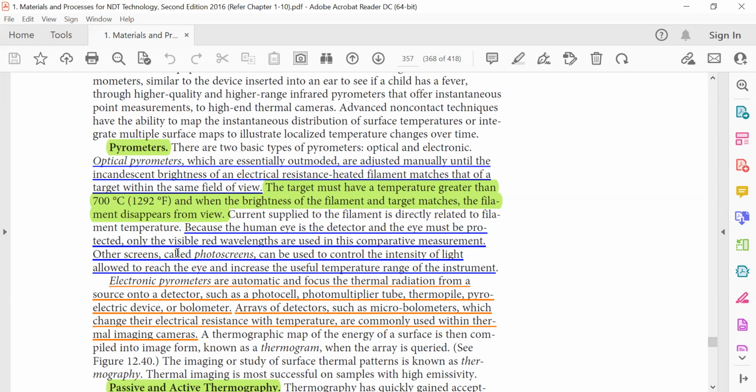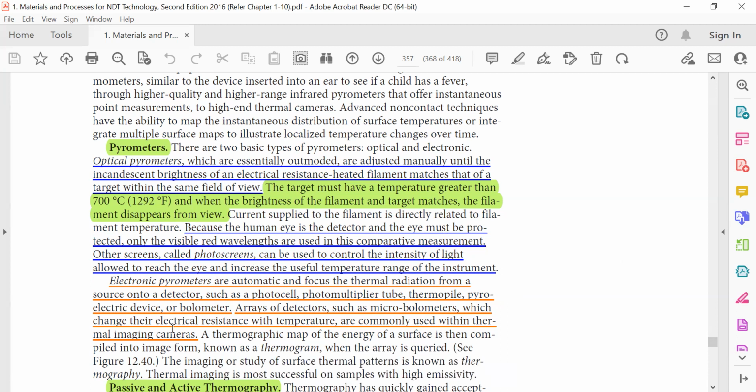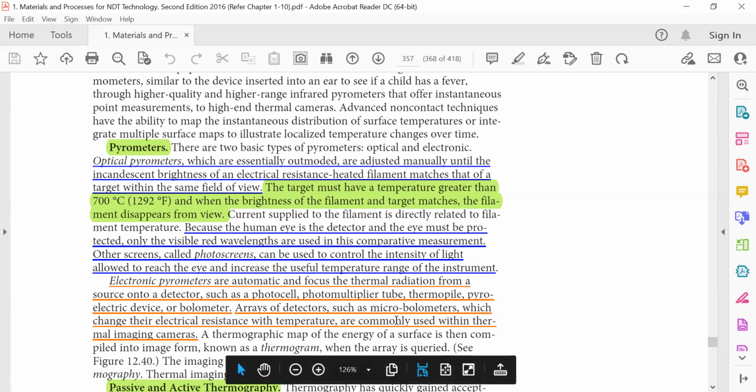Because the human eye is the detector, the eye must be protected. Only visible red wavelength is used in the comparative measurement. Other screens called photo screens can be used to control the intensity of light allowed to reach the eye and increase the useful temperature range of the instrument. Electronic pyrometers are automatic and focus the thermal radiation from a source into detectors such as photocell, multiplier tube, thermopile, pyroelectric device, bolometer, arrays of detectors such as microbolometers. Their electrical resistance changes with temperature, and they are commonly used within thermal imaging cameras.